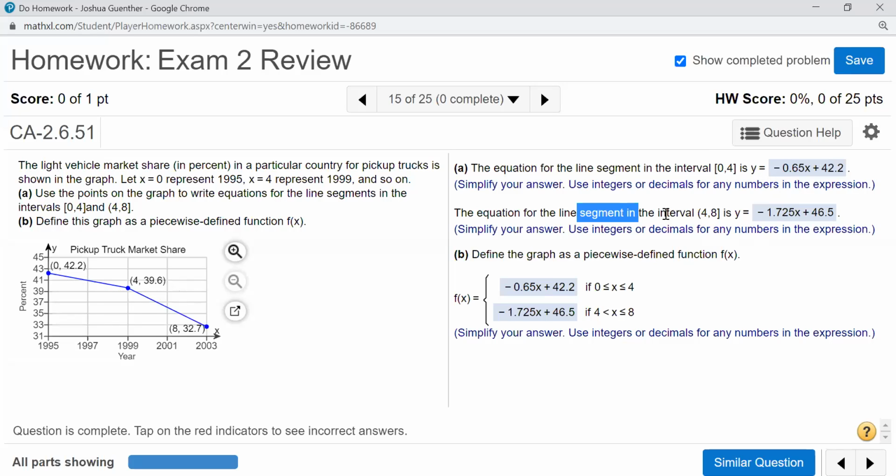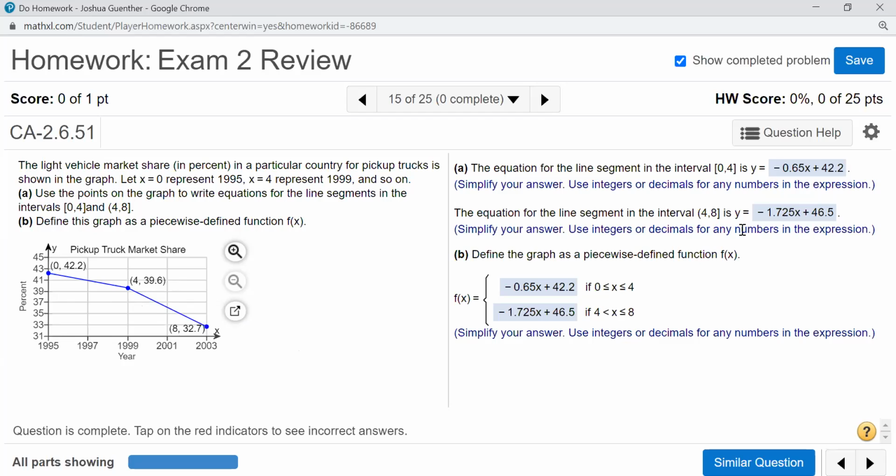Now it's going to want the equation for the line segment here. It's going to want you to find the equation for these 2 points. So you have 4 comma 39.6. That's your x1, y1. Your x2, y2 is 8 comma 32.7. So you would end up going through the same process as we just did before. Find the slope of the line first, and then find the equation of the line based on that.